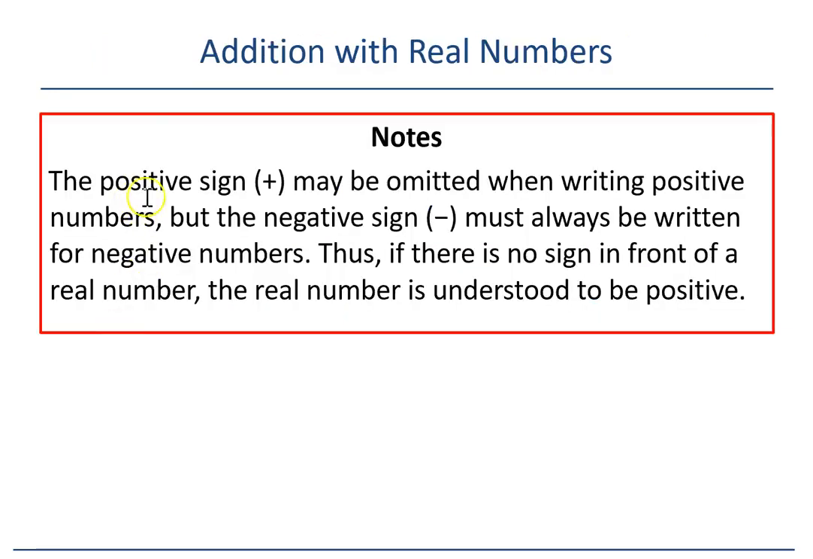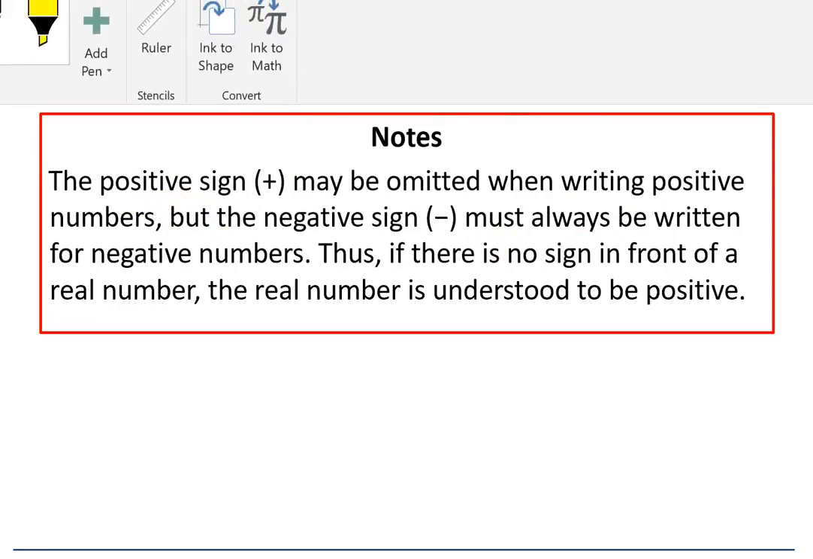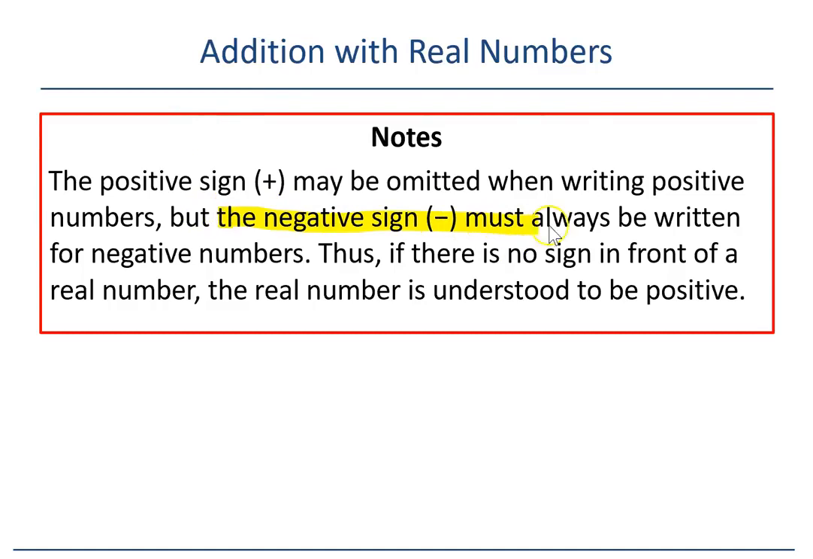Okay. The positive sign may be omitted when writing positive numbers. Remember I said that in the last lesson. But the negative sign must always be written. So let's underline that: the negative sign must always be written for negative numbers. Thus if there's no sign in front of a real number, the real number is understood to be positive. Negative numbers affect a lot of things. Positive numbers don't. You're going to see that more and more when we get into things. It'll make more sense to you.